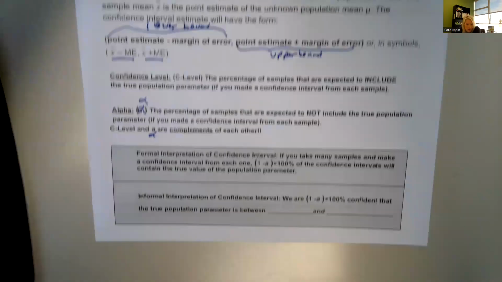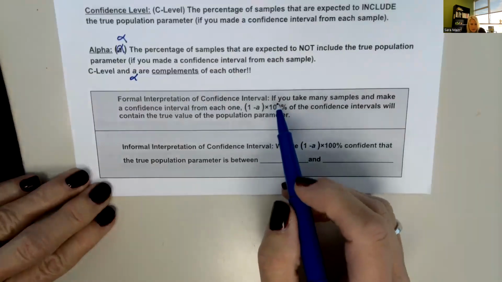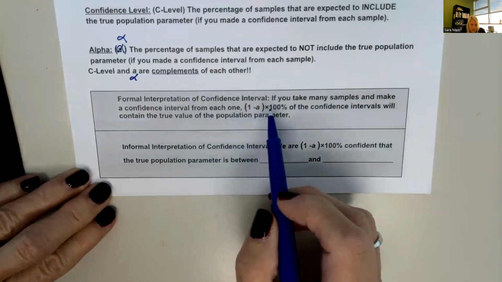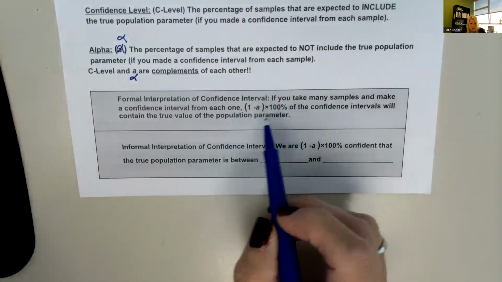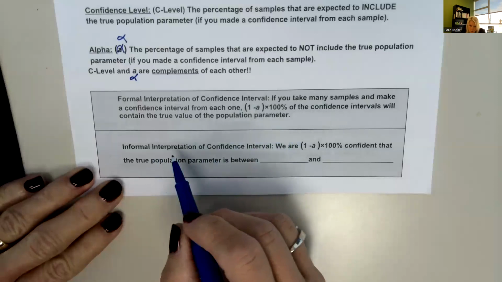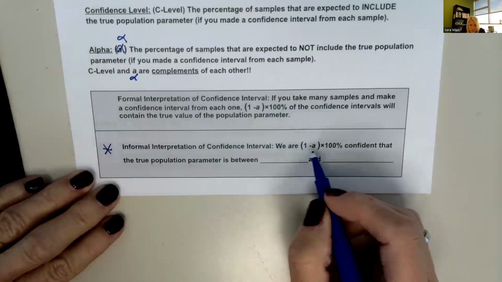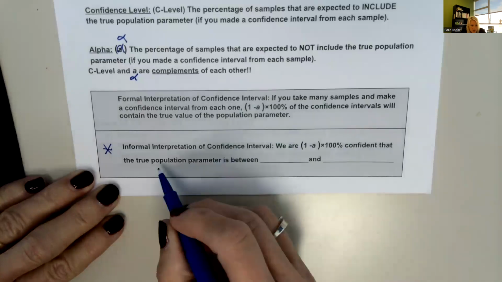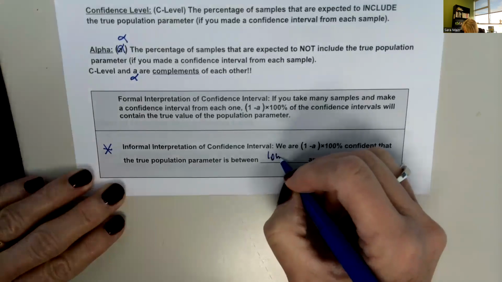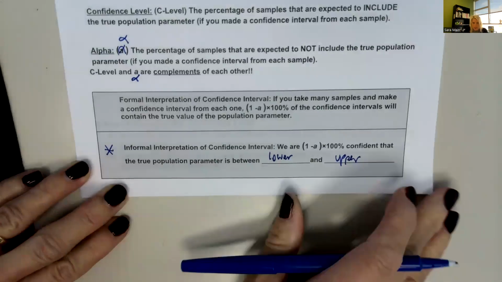And we do have some interpretations. The formal interpretation is if you take many samples and make a confidence interval from each one, the 1 minus alpha times 100% of the confidence intervals will contain the true value of the population parameter. The informal interpretation, which is the one that we're going to use, is this. We are blank percent confident that the true population parameter is between blank and blank. And this would be your lower bound and your upper bound. And we're going to get some practice with this.